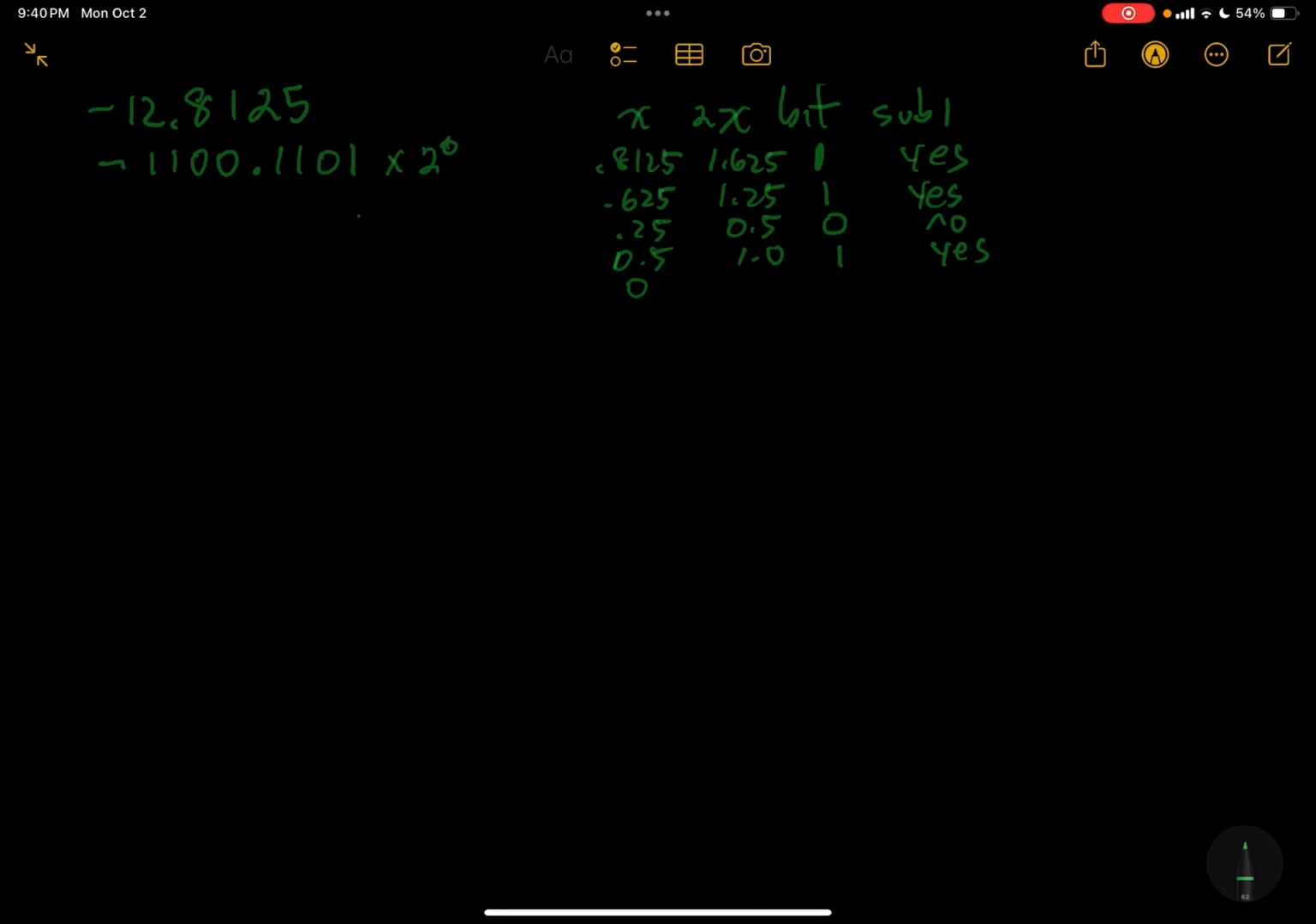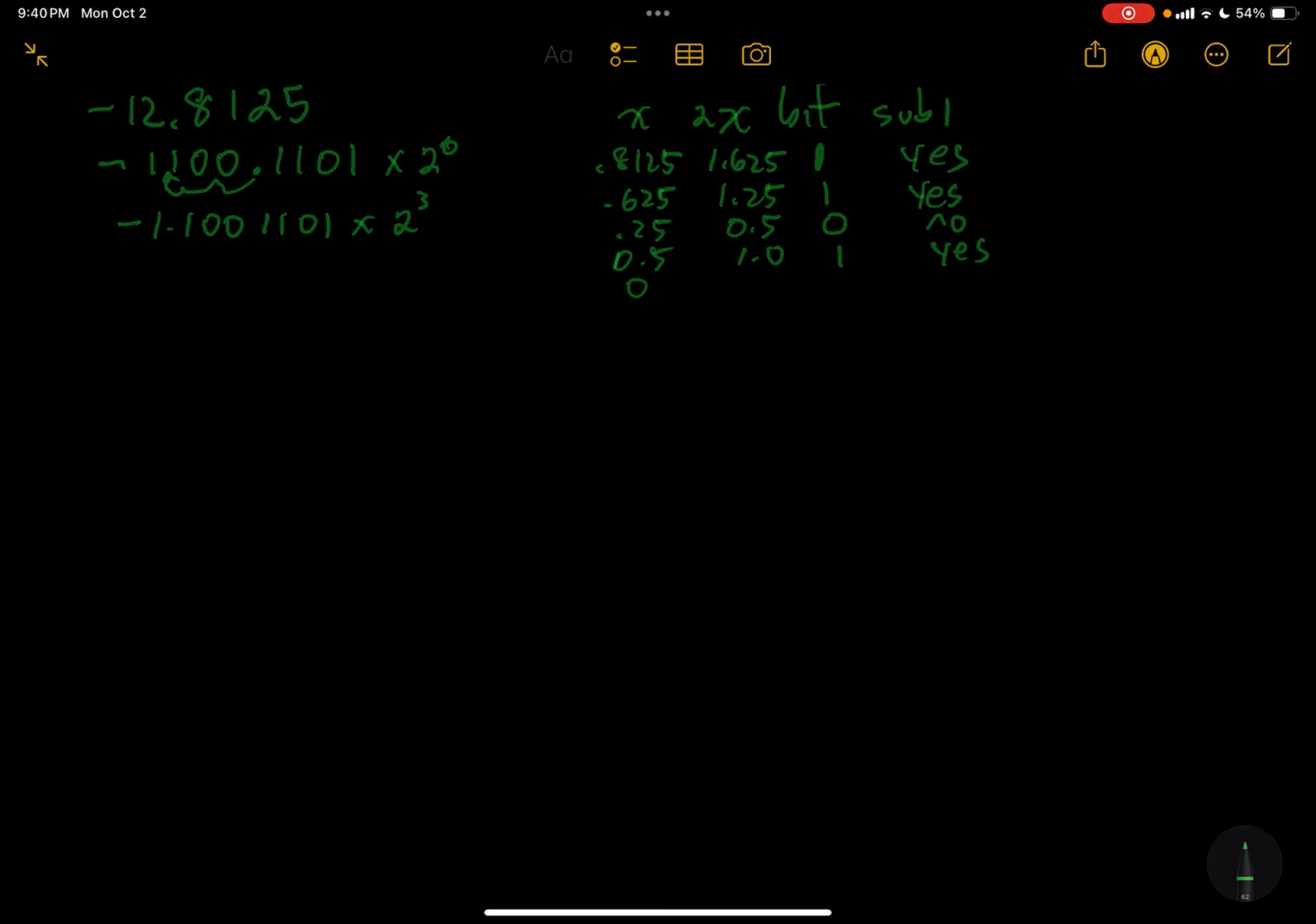Now, if you want, this is really times 2 to the 0, right? Because that's times 1. In order to normalize this, I need to bring this over 1, 2, 3 to the left. And remember, left means add. So negative 1.1001101 times 2 cubed. So that's the normalized version of negative 12.8125 in base 2.